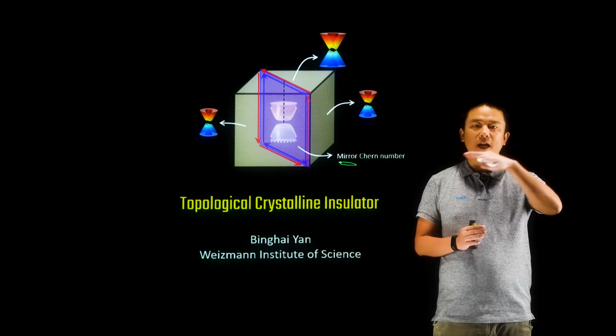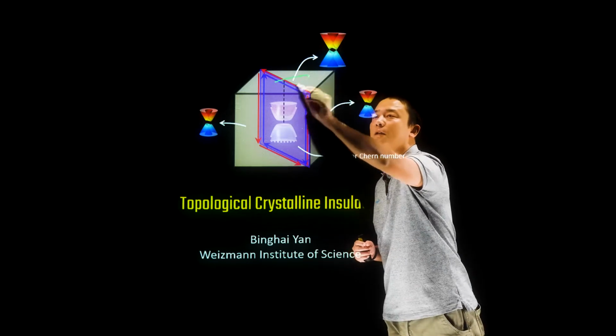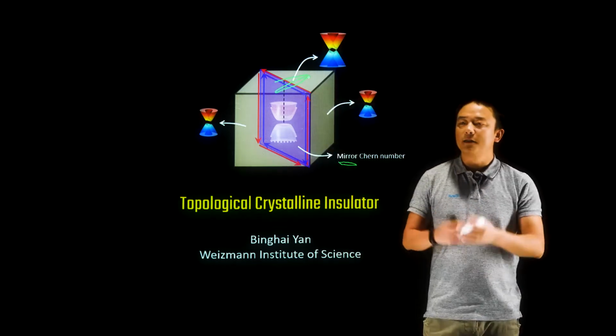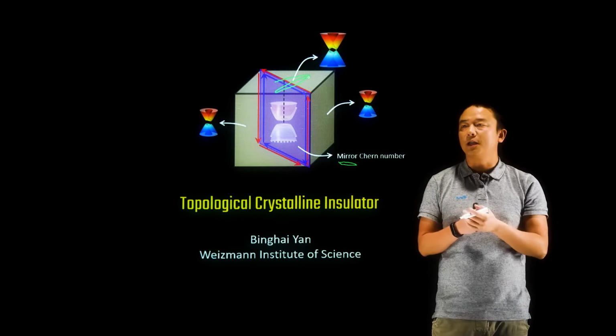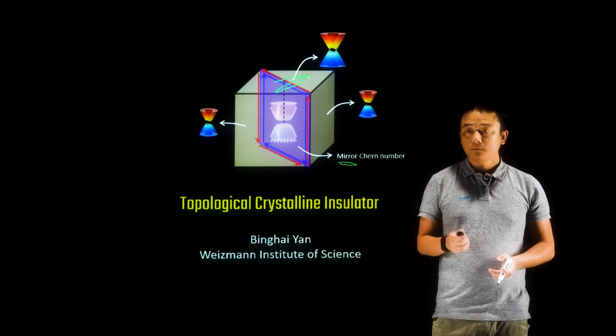It is a topological phase. It will have a metallic surface states if the surface preserves the mirror symmetry, like the top surface, but the other surface, if the mirror is breaking, and then it's insulating.